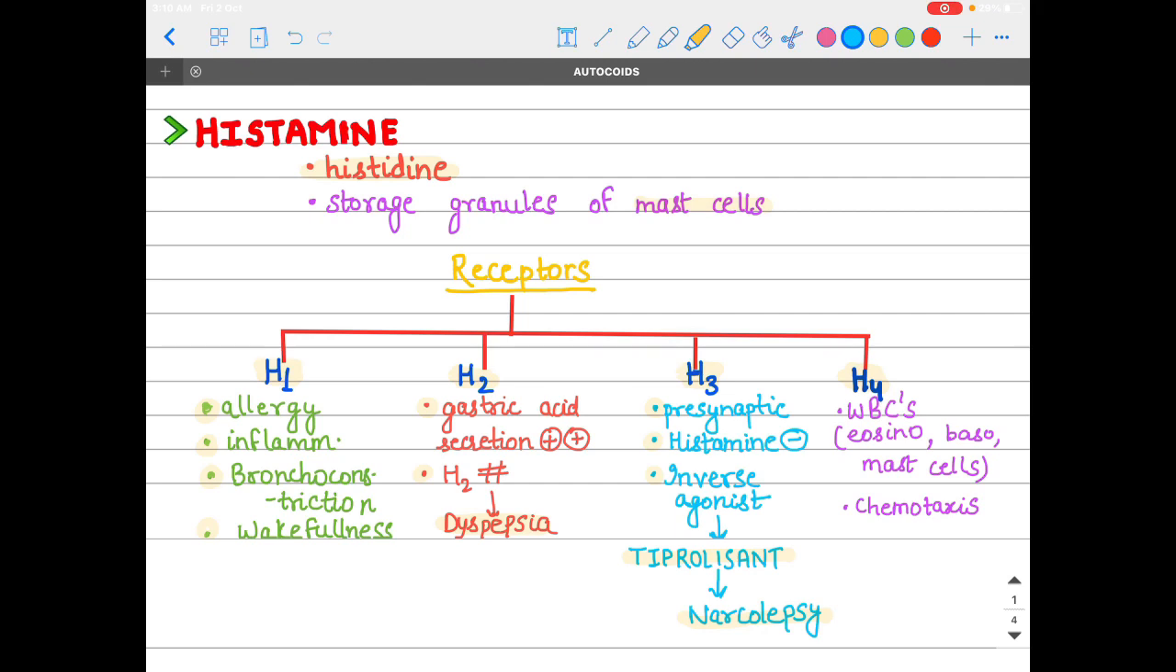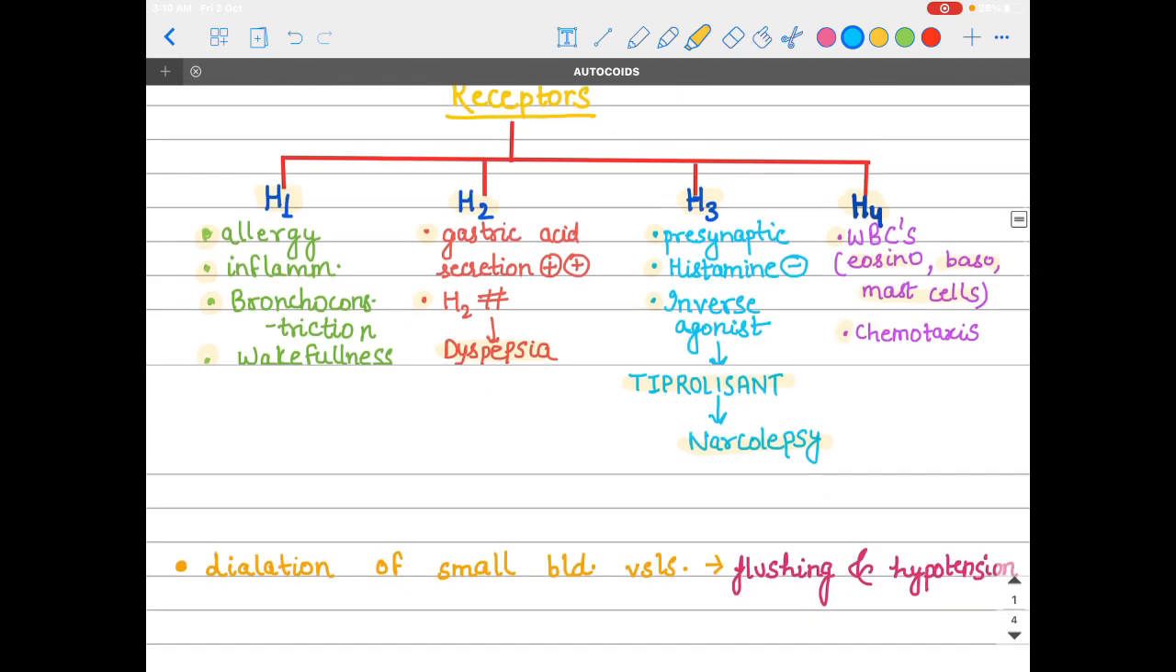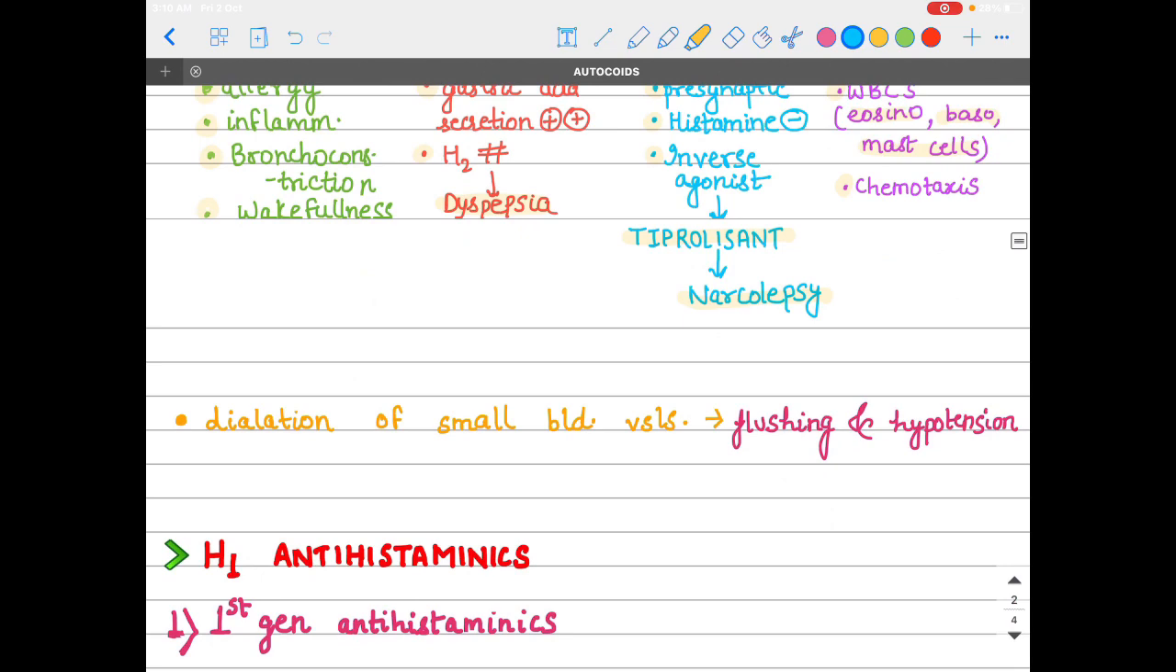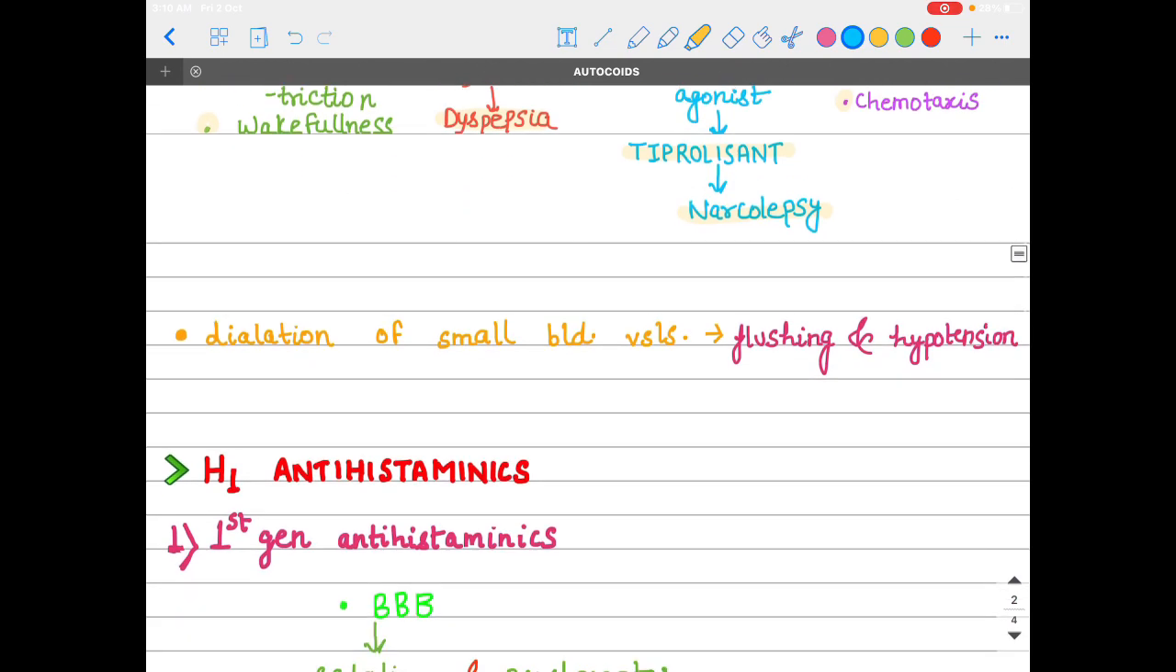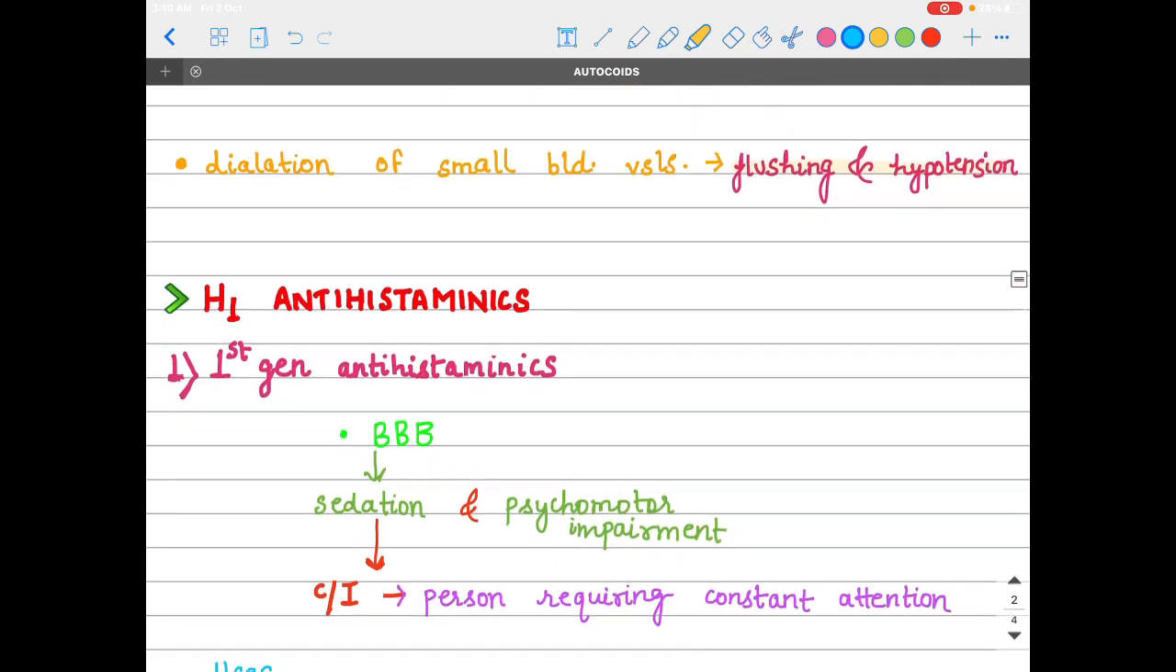Now the H4 receptors are mainly present on WBCs, for example eosinophils, basophils and also on mast cells. It is helpful in chemotaxis. The action of histamine is dilation of small blood vessels, so it can lead to flushing and hypotension.